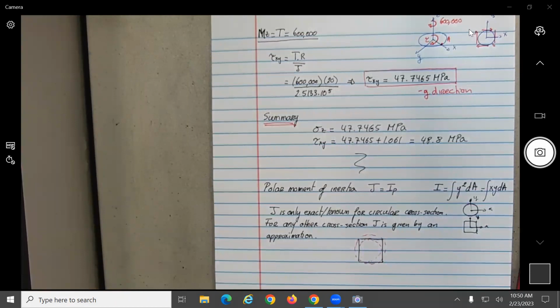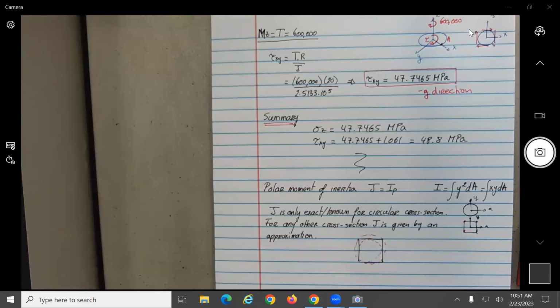If you need to check the structure, what would be the location where you would need to check for failure? What would be the more critical points? Probably you have to look at the corners, because the stress will probably concentrate over there. What's important to know is that J is only accurate for a circular cross section. If you have something that is not circular, you're going to get approximations. That's the main reason why almost every problem they give you is a circular cross section.